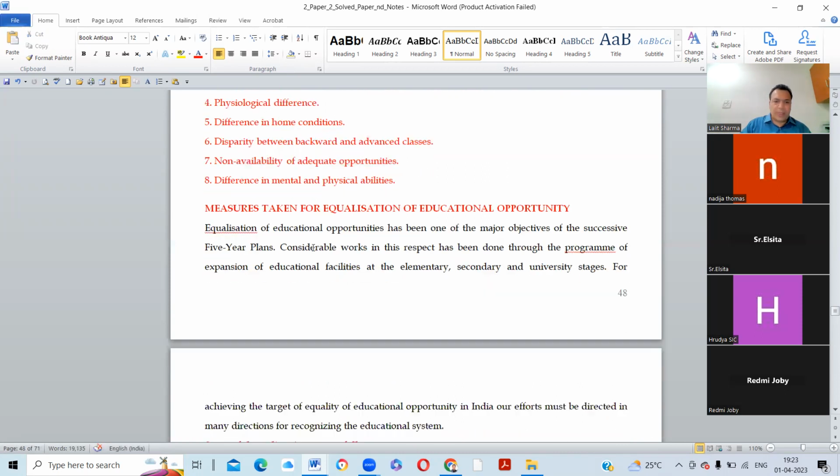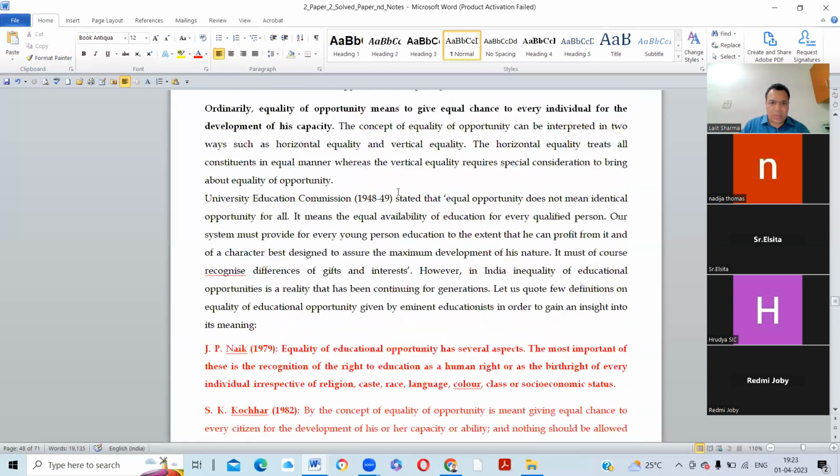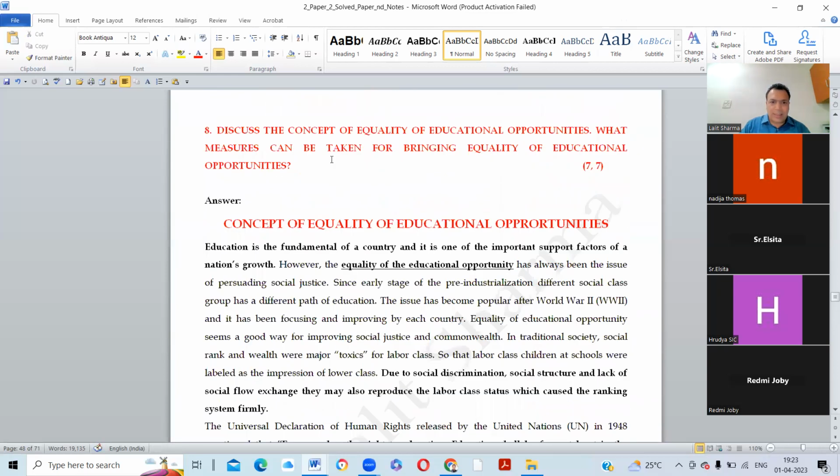Non availability of adequate facilities. Now, after that, the question: discuss the concept of equality of educational opportunities. Okay, 7 marks. Next, what measures can be taken for bringing equality of educational opportunities. This is important. A very good question and very easy, guys. When you read the questions, the answer is very clear in your mind.